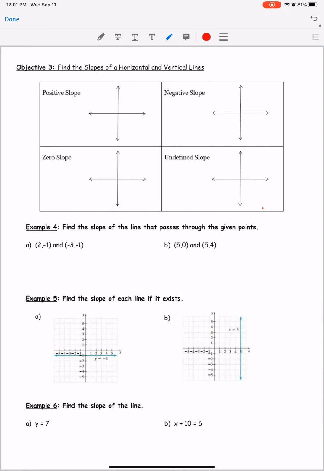Hey guys, so sorry about the last video. I accidentally turned my iPad off, so the video just shut off, and I refused to re-record what I've already done. So we're just going to pick up on objective 3.